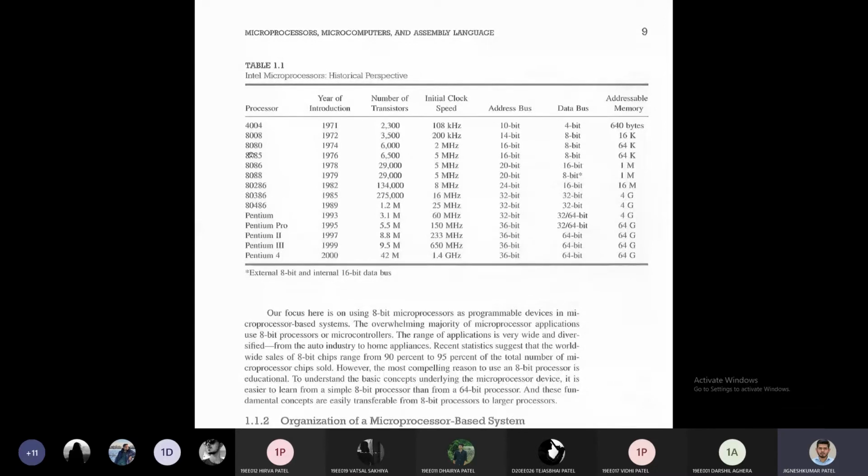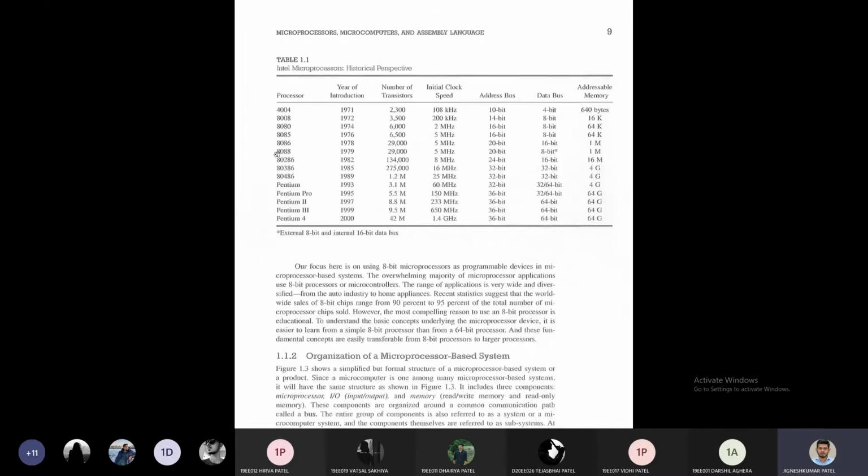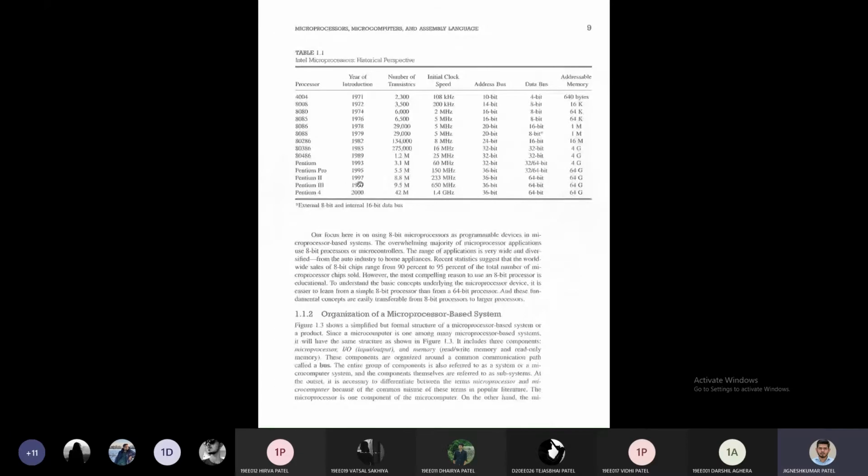Like processors of Intel have evolved. This is basically related to Intel only. There are other competitors of Intel who were producing processors, like Motorola was one of them. Then Dallas Semiconductor is one more company who are competitors in microchips or processors or controllers.